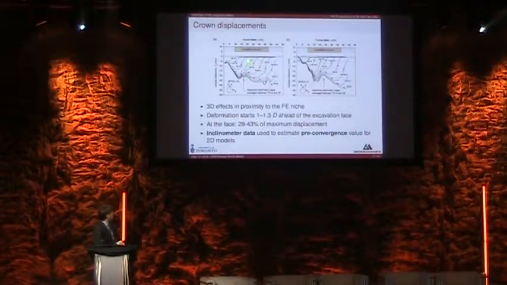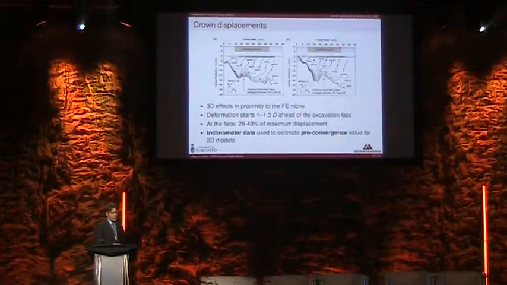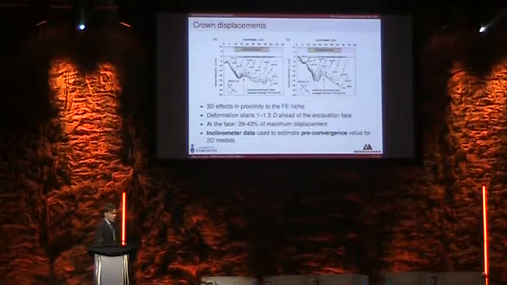As you can see, for a given position of the tunnel excavation phase, displacement is already recorded ahead of it, so a three-dimensional effect. At the face, the displacement would typically be between 30 and 40% of the total displacement recorded at a specific section. So this was the kind of data that was used, given the two-dimensionality of the model, to estimate the pre-convergence and then decide when to activate the support.